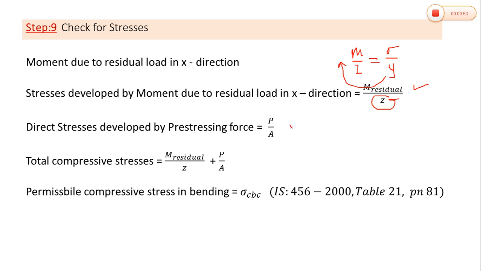At the same time we are going to calculate the direct stresses developed by the prestressing force as P divided by A, and this P divided by A plus the stress due to the residual moment gives us the total compressive stresses. And this total compressive stress value we are going to compare with the permissible compressive stress in bending, that is sigma CBC value, which is given in IS 456-2000 table 21 on page number 18. In this way we are going to check our design for the stresses.